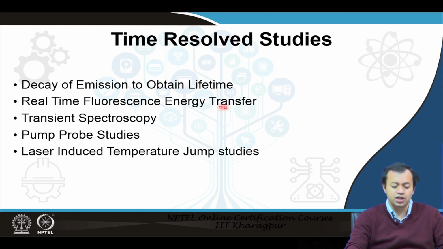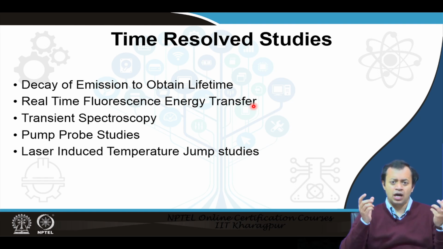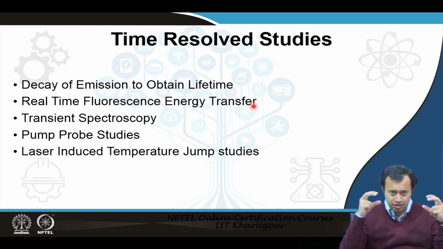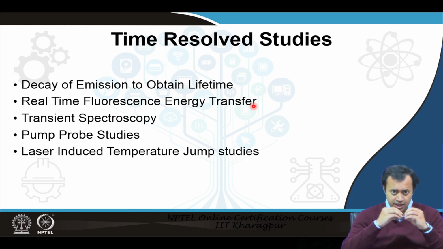Real time fluorescence energy transfer or Foster energy transfer, I have discussed this at length in your fluorescence class, where there are two molecules, donor and acceptor, and the emission of one overlaps with the absorption of the other. It does not mean that there is an energy transfer from one to another as such, but the closer they become, the energy transfer becomes more and more prominent. So, thereby we understand the distance between them.